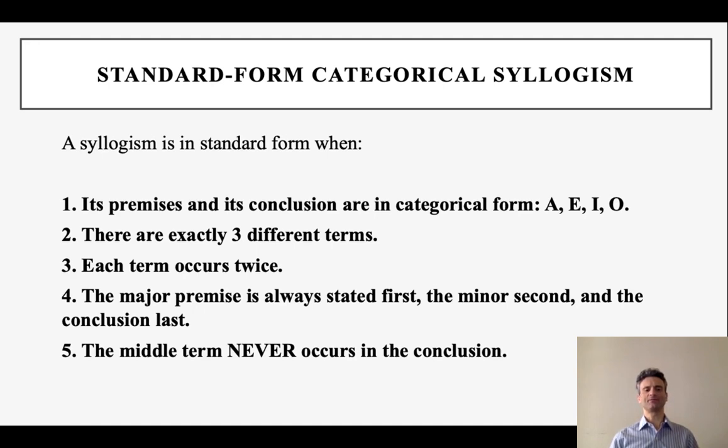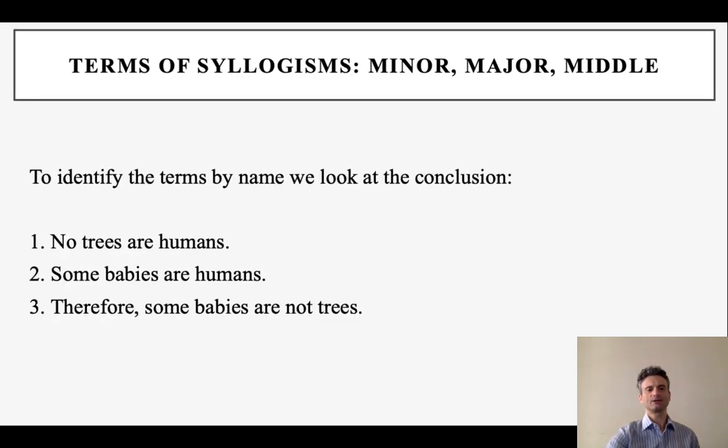But let me explain the fifth requirement of a standard form categorical syllogism, which is that the middle term never occurs in the conclusion. And once again, why do we call it the middle term? What is the minor term? What is the major term? What is the major premise? And so on. I'm going to explain that in a second. So, the minor, the major, and the middle term, where are they?